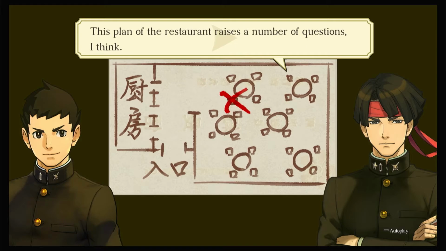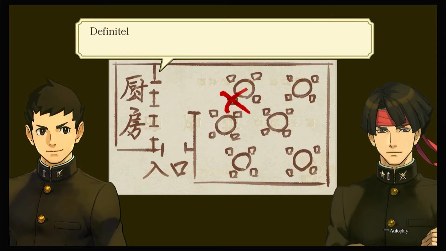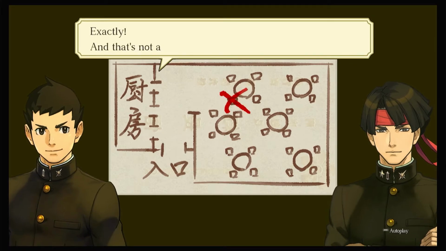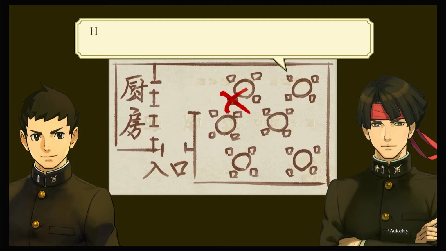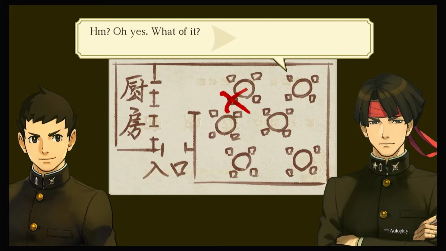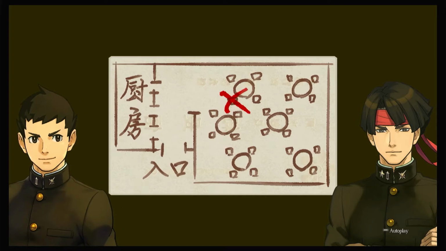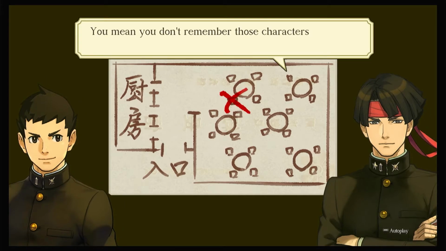It's the plan of the restaurant. This plan of the restaurant raises a number of questions, I think. Definitely. It's supposed to show the relative position of everything in the moments following the incident. But there's nothing to show the woman you say you saw there. Exactly. And that's not all. Look here in the upper left, where it says kitchen. Oh yes, what of it? No one would use those complicated characters to write kitchen, especially not if they were in a hurry. Yeah? I mean, you don't remember those characters yourself, do you? Study harder, Ryunosuke.